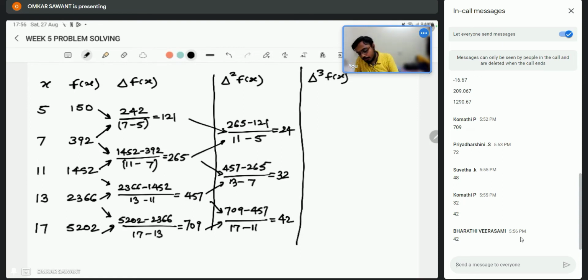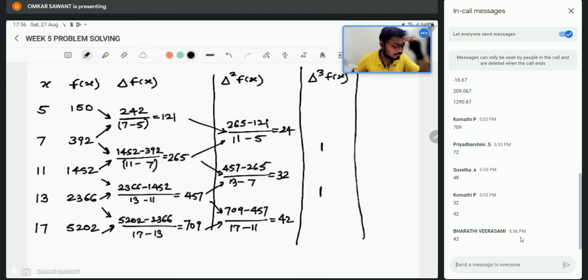Del cube. We will simply write del cube directly. 1. Again 1. Right, correct. Again, we will do further. Is it needed? No, not needed. 0. Yes, correct.